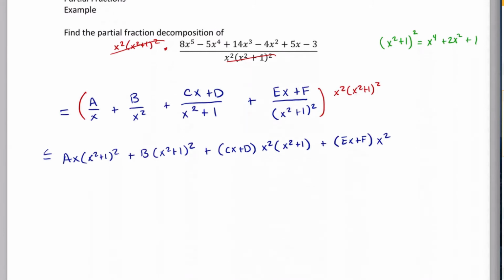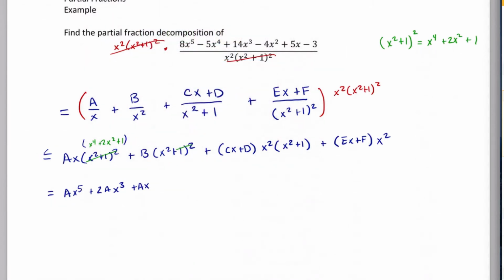All right, looks good. So scratch work. This is now x to the fourth plus 2x squared plus 1. So if I distribute that, and it is still distributing, that's still in parentheses, right? That becomes ax to the fifth plus 2ax cubed plus ax.